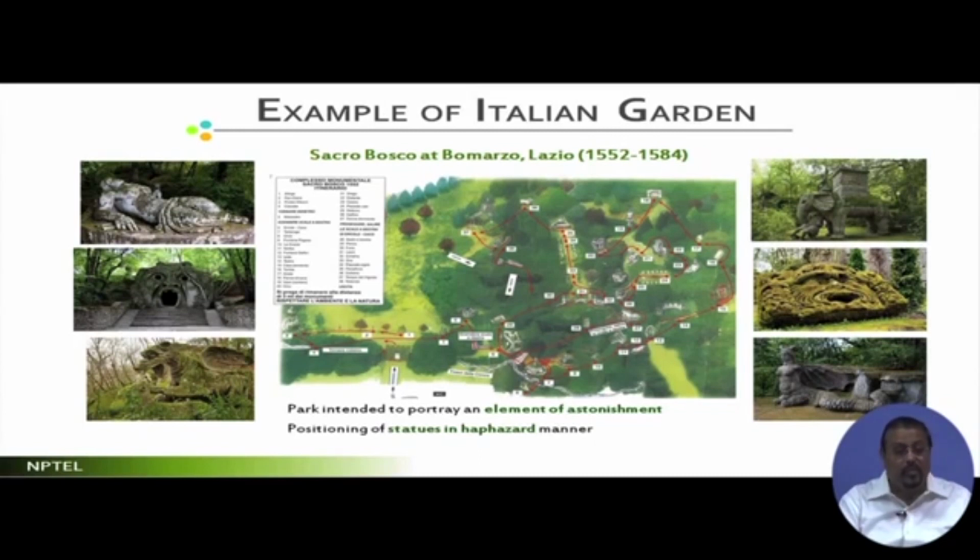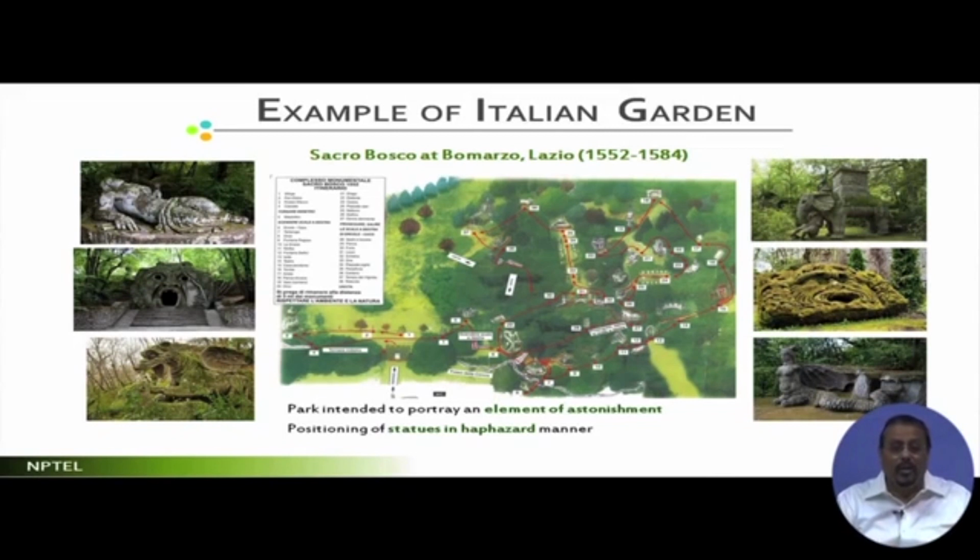So the statues are placed very haphazardly wherever they could, and this is also being tried today. Nowadays, stones or rocks emulating a rock outcrop are being placed slightly haphazardly so that it looks natural. Maybe they wanted to create something natural, but once the statue came in, the naturalness totally got destroyed, because nature doesn't create statues.